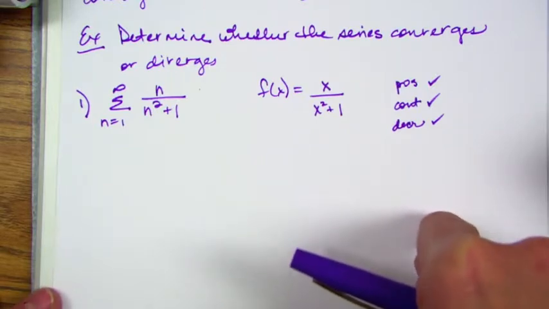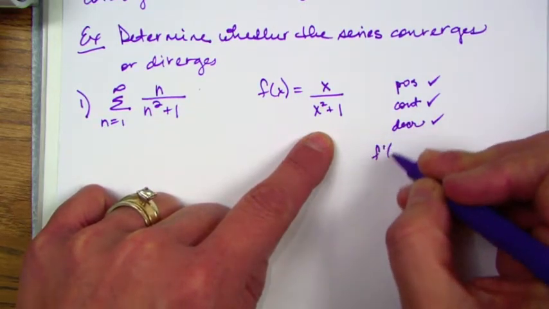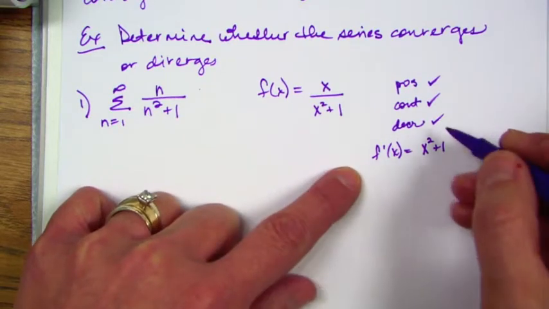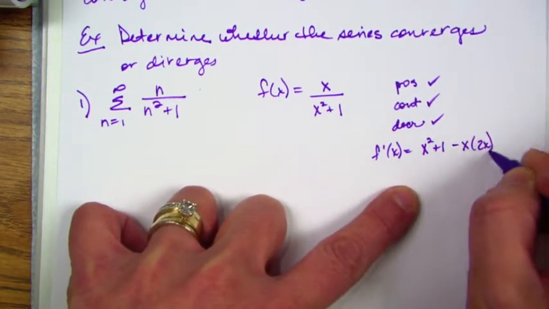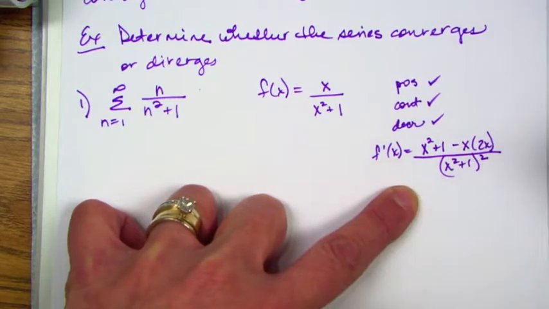Yes, sir? You would take the derivative like that. I would take the derivative. Yeah, let's just take it real quick. So f prime of x is the bottom times the derivative of the top minus the top times the derivative of the bottom all over the bottom squared, right?